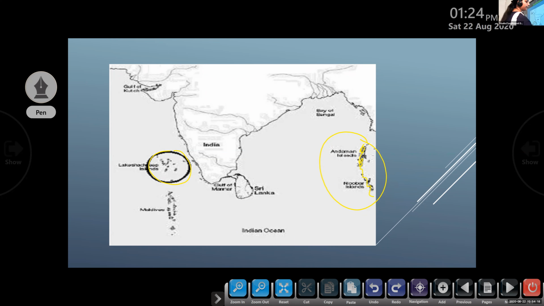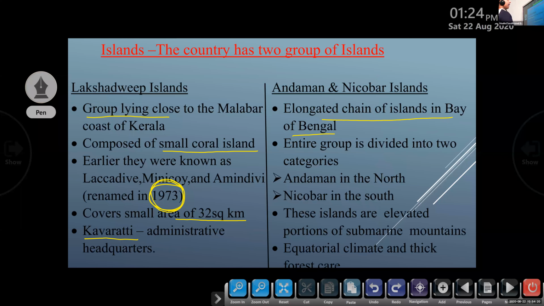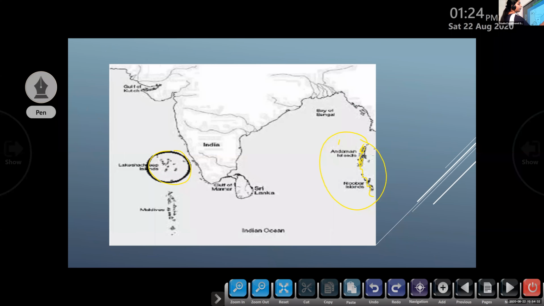Then these island groups are divided into two. What are they? Andaman in the north and Nicobar in the south. Here, in the north we have Andaman and in the south we have the Nicobar Islands. This long group of islands is divided into two categories: Andaman in the north and Nicobar in the south.